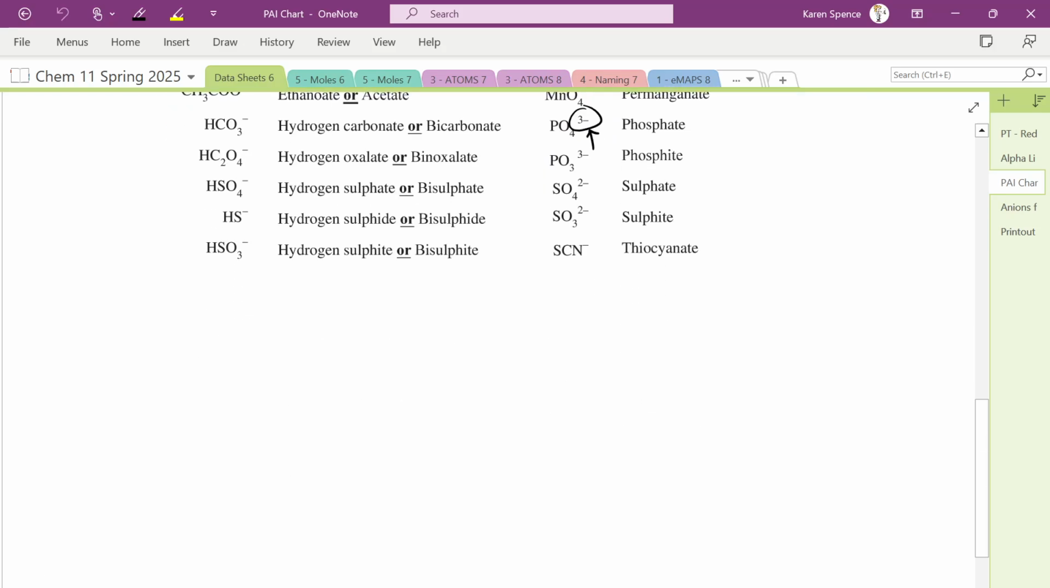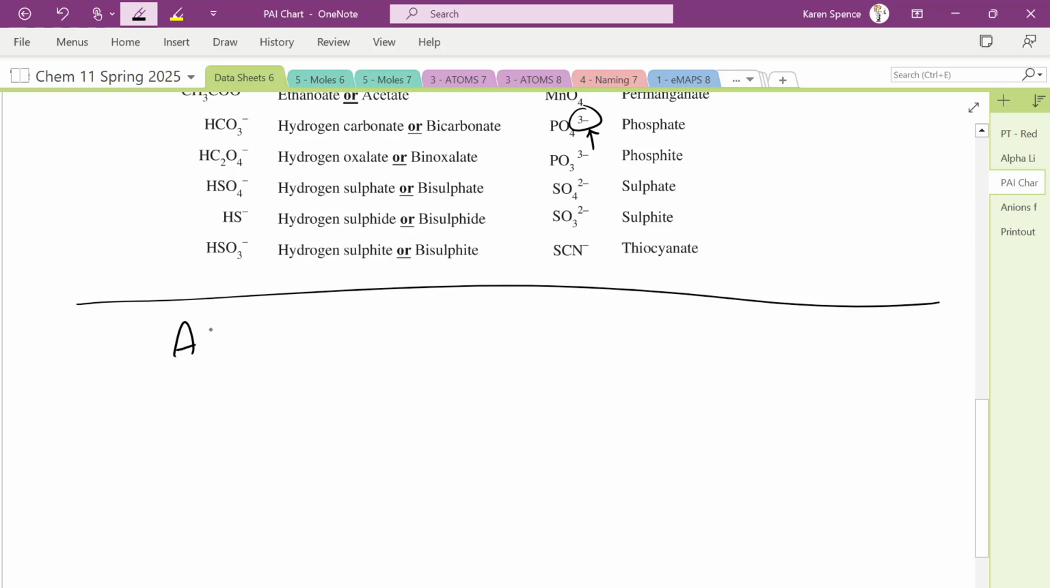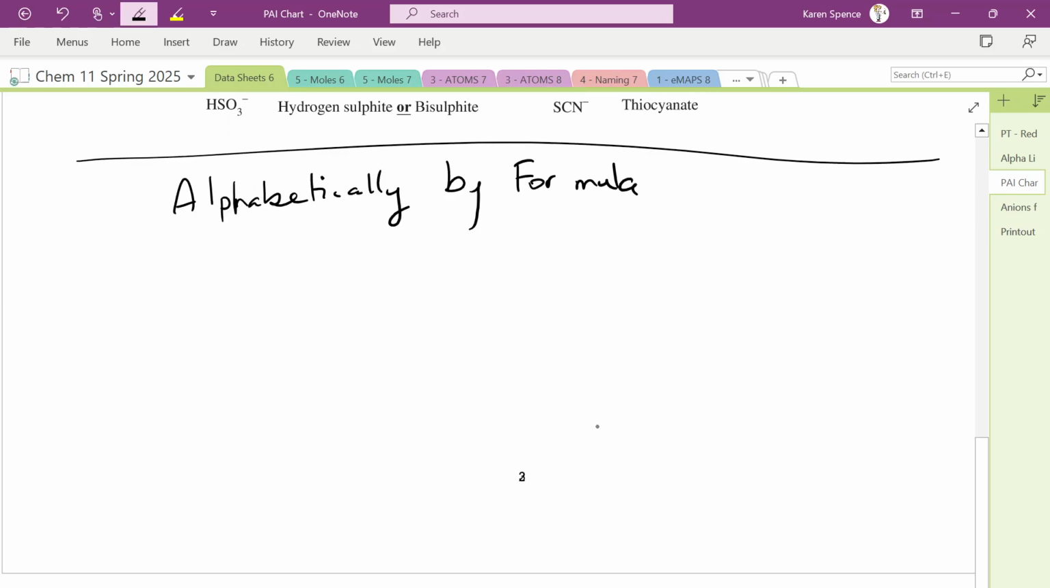You would look down on the bottom of your chart where it says alphabetically by formula. And you'll go down to where it says NO3 minus, and you'll see that it is named nitrate.